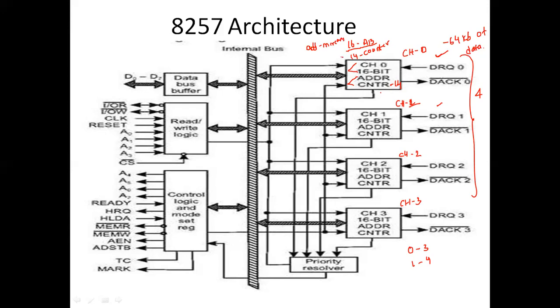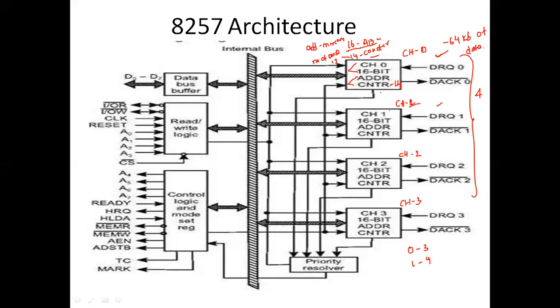And the 14-bit counter register specifies the number of DMA cycles to be performed. Every time one cycle is performed, the counter is decremented by 1. How many cycles we need to perform is told by this DMA counter, and the memory address is given by this 16-bit address register.